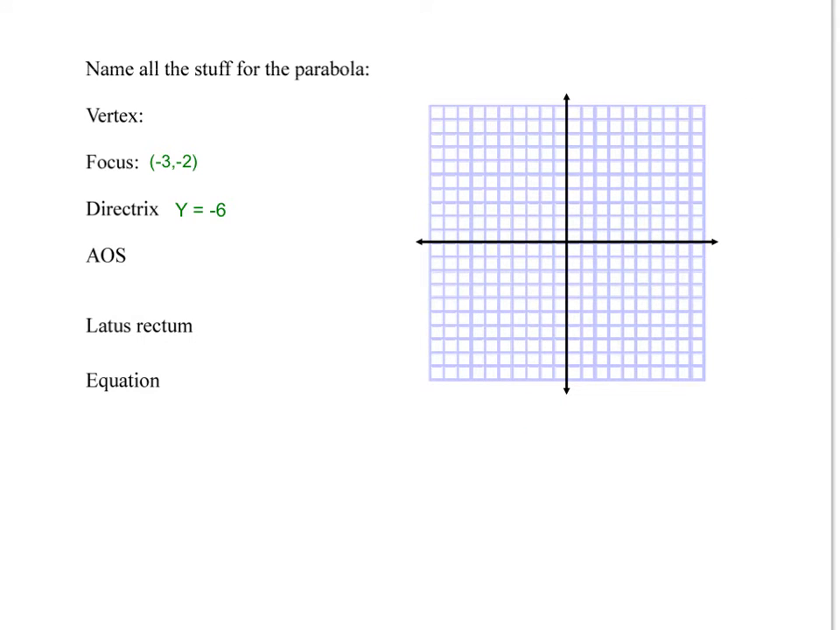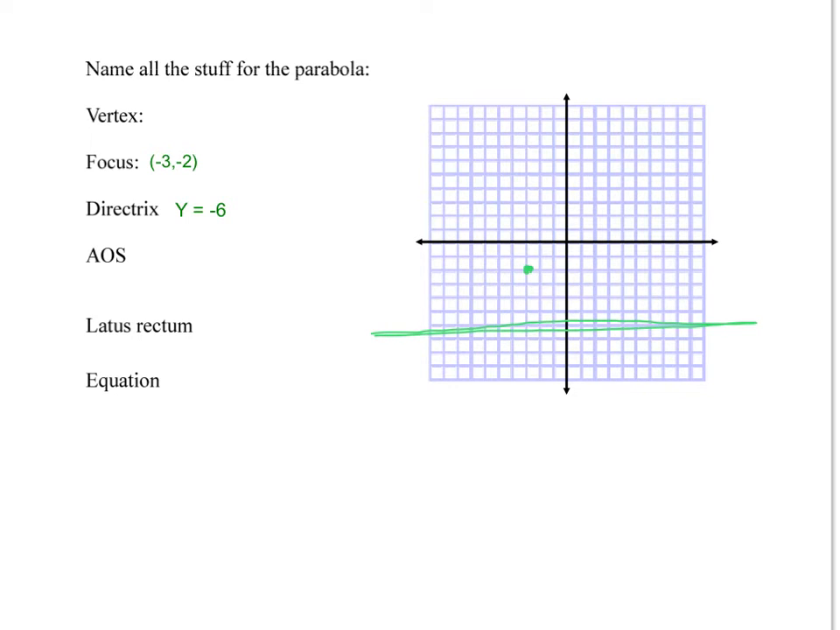Okay, let's try one here. Let's name all the stuff for the parabola. I'm given now that my focus is at (-3, -2), and I have a directrix at y equals -6. So let's put in some of these points. My focus is at (-3, -2), so my focus is right here. There's my focus. My directrix is at y equals negative 6, so it's a horizontal line at negative 6.